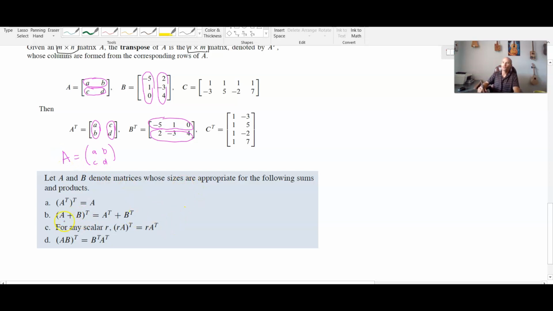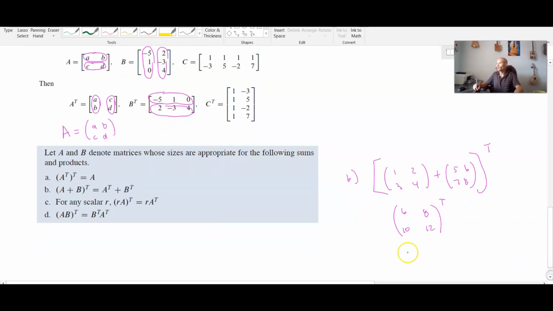Now, also, if we take two matrices and add them together, I'll give you an example. If we took 1, 2, 3, 4 plus 5, 6, 7, 8, and we wanted to take that result and transpose it, let's add them together first and then transpose. So we'll get 6, 8, 10, 12, and now we want to transpose that, which will give us the first column becoming the first row, so 6, 10. The second column becomes the second row, 8, 12.